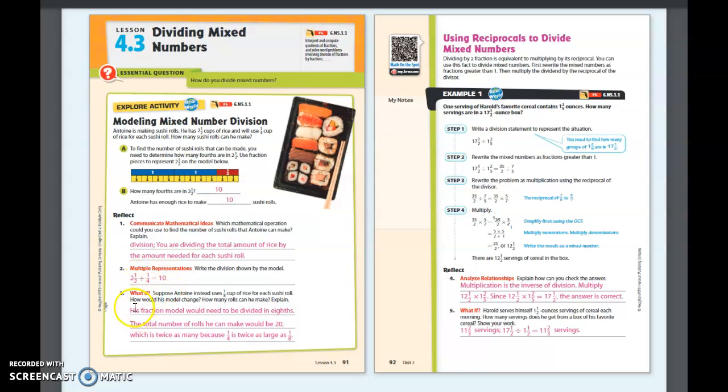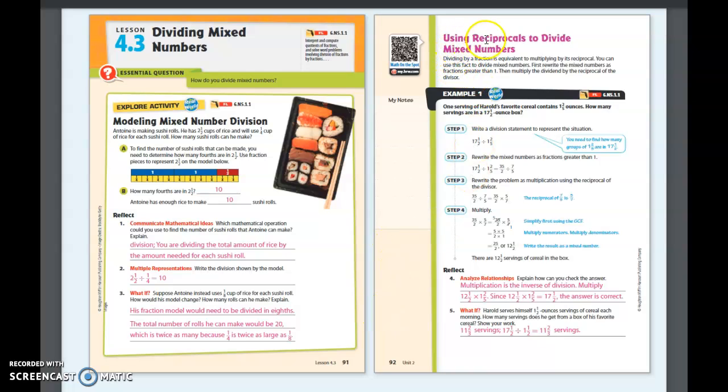And then suppose Antoine instead uses 1/8 cup of rice for each sushi roll. How would this model change, and how many rolls can he make? Well, his fraction model would need to be divided into eighths, so each of these would be divided into 2, which means that the number would be twice as many, which would be 20. Because 1/4 is twice as large as 1/8.